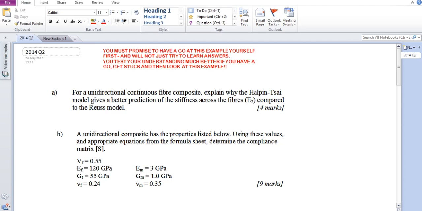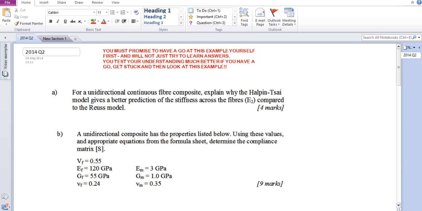Hello, this is question number 2 from the 2014 exam paper. As with all of these, please do have a go at them first, or at least check to make sure how you would do them before jumping straight to the answers. This is another one that has a little bit of a descriptive part first.